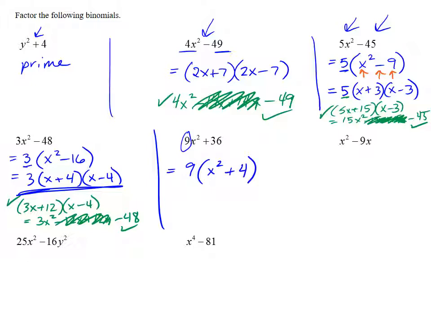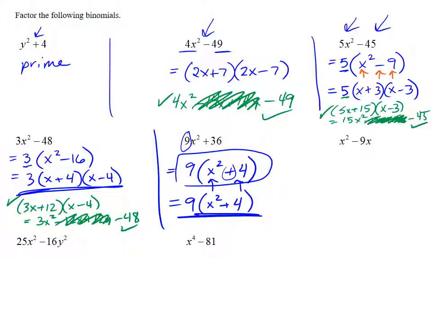So I'm able to take that 9 out. So this is not technically prime because I was able to factor the 9. What's left, however, won't factor any further. So x squared plus 4, because of the plus, that's going to be a binomial that won't factor further. So therefore our final answer is just what I had here, 9 times x squared plus 4. We cannot factor further. Once again, it is not prime because we did factor the 9.